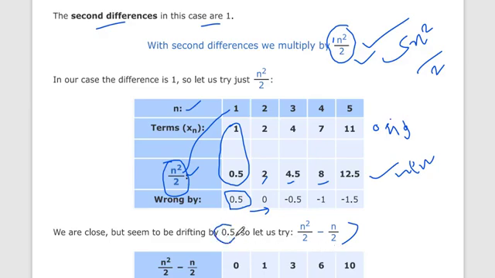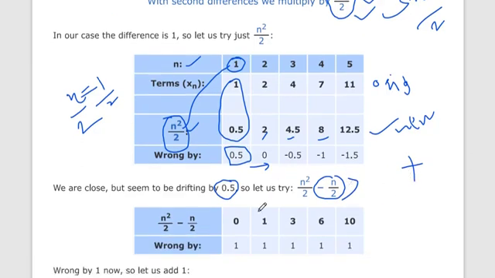So now we have to adjust by 0.5. Here n is equal to 1. If we want to add or subtract 0.5, what will we do? We divide by 2, so 1 by 2. So now we subtract n by 2. This is decreasing, so we have to subtract. If it is increasing, we have to add. Now the new sequence will be made by n square by 2 minus n by 2. So it will become 0 1 3 6 10.